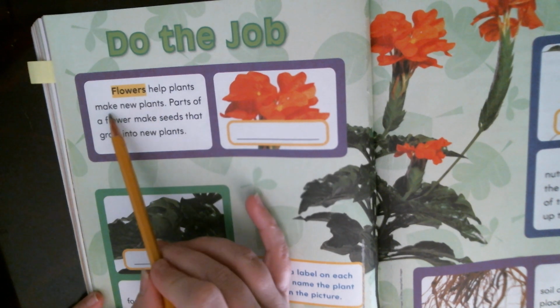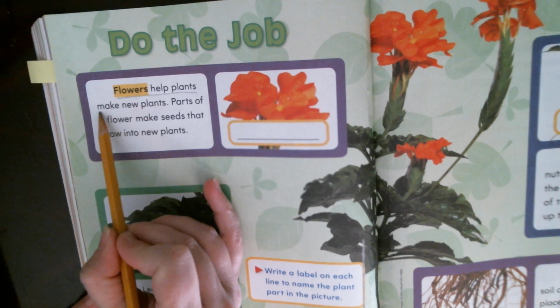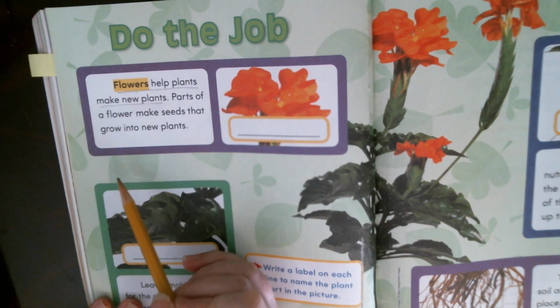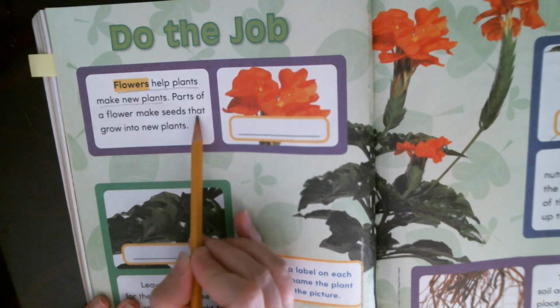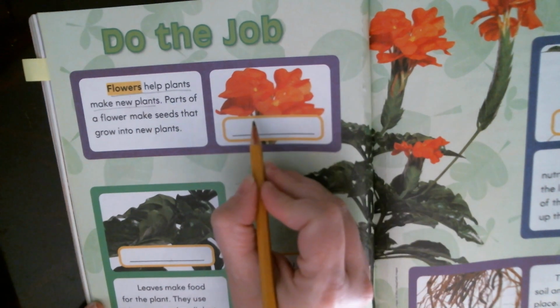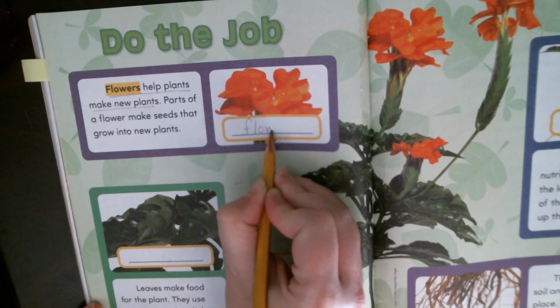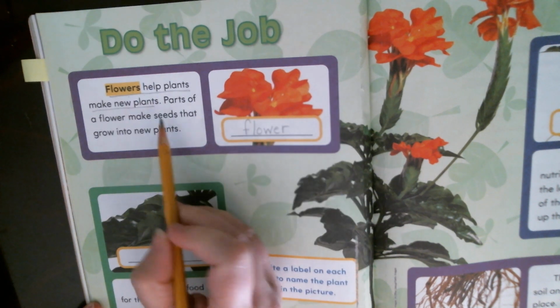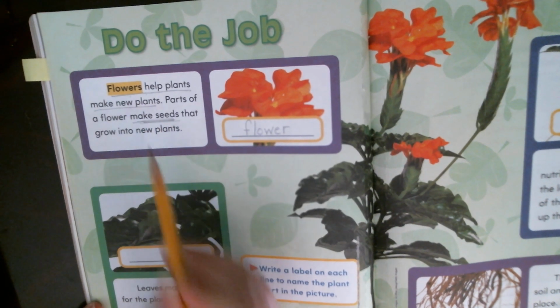Do the job. Flowers help plants make new plants. That's really important. That's what flowers do. They help plants make new plants. Parts of a flower make seeds that grow into new plants. Okay, so we're going to label these parts. This is the flower, and that makes the seeds. The flowers make the seeds.